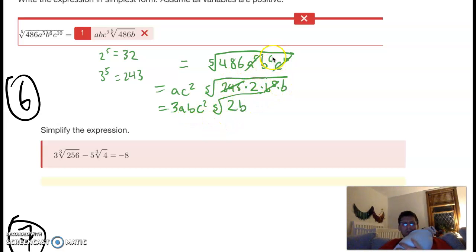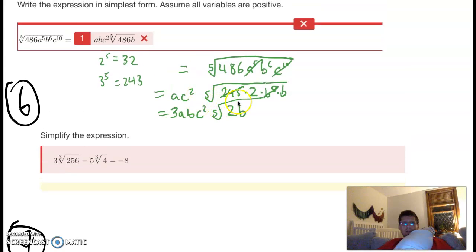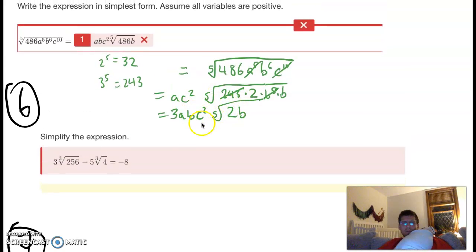Now all I'm left with underneath my 5th root would be 2 and a b. So basically I'm looking at what my highest factor is. If the power is already a multiple of 5, you just divide. If you have something like 486 or b to the 6th, how could you break it up to see if you have a perfect 5th power? This is b to the 5th times b. This is 243 times 2. So this would be my simplest form.